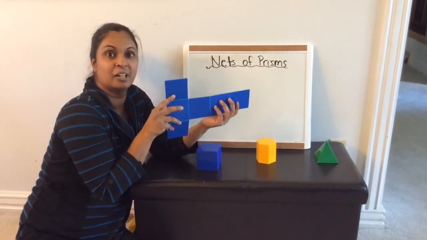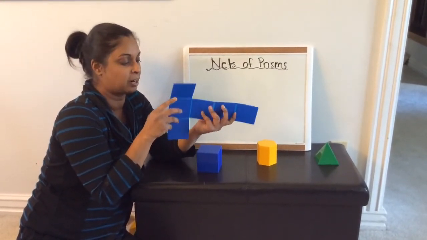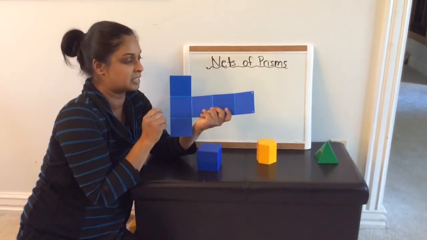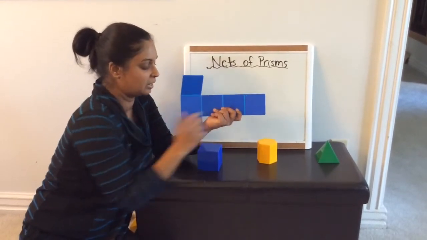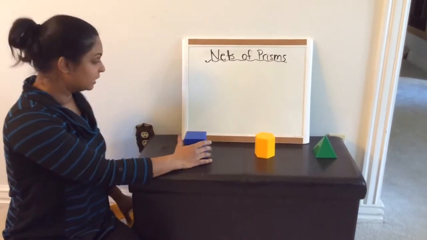So be careful when you're drawing and identifying prisms. You really want to make sure that those two bases are on opposite sides. But as I said, they can be anywhere along here. All right, so that's the cube.